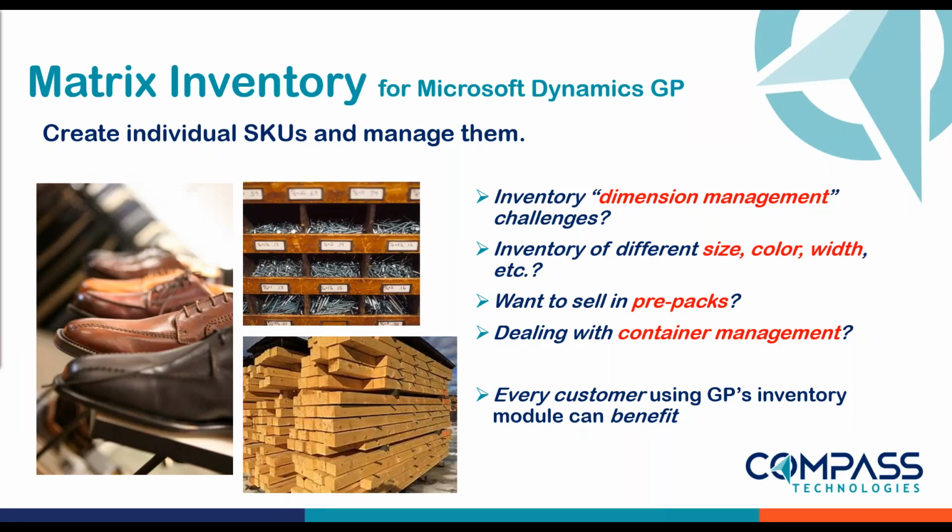Matrix inventory, also known as MTX, defines and tracks multiple colors and sizes or lengths and widths for all inventory items, things GP can't do. MTX also creates unlimited SKUs. It generates reports, secures the data, and applies inventory-wide special pricing adjustments.